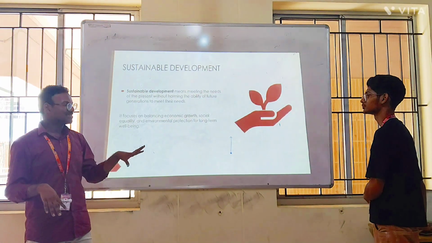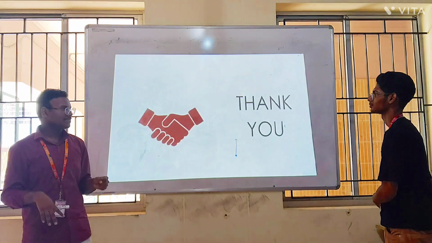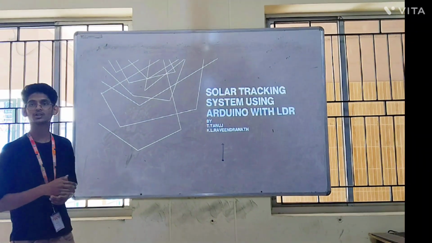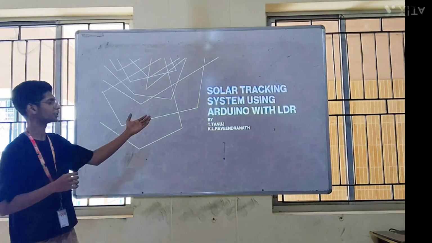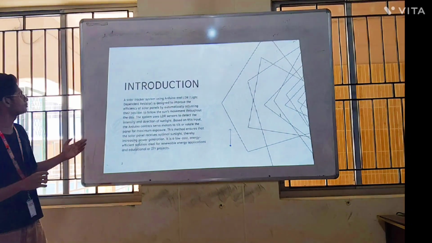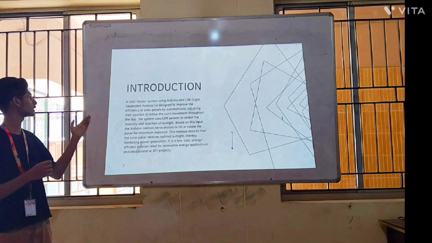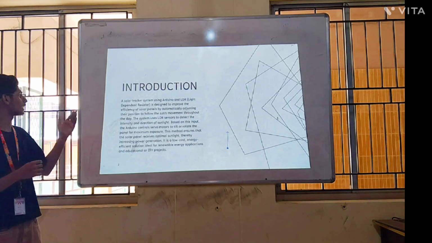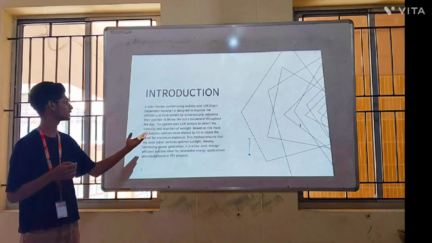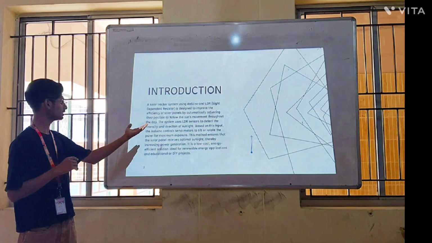Now, Tanuj will give you a short note about the project. So our project is about a solar tracking system using Arduino with LDR. Introduction of solar tracking system. By using LDR as a light dependent resistor, we designed it to improve the efficiency of solar panels by automatically adjusting their positions with the sun's movement. The system will use the LDR sensor to detect the intensity and direction of sunlight.